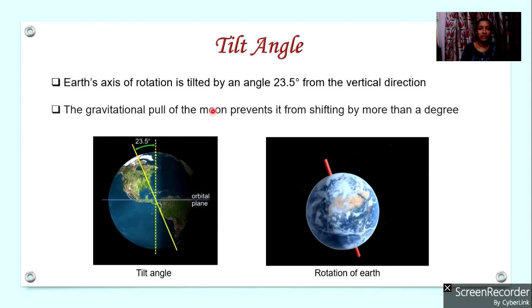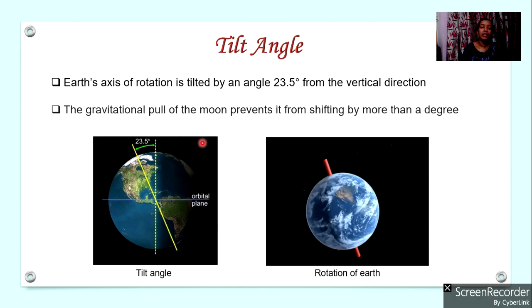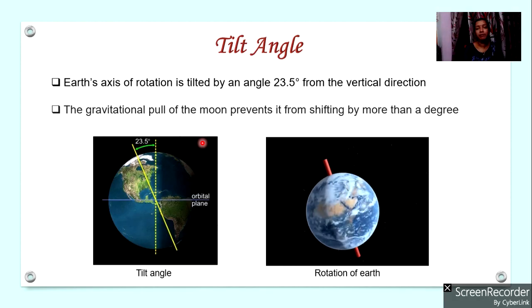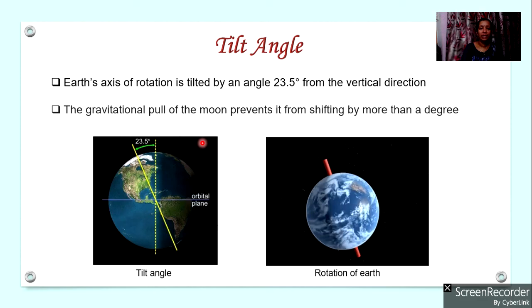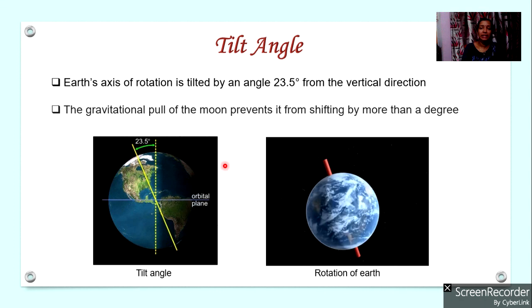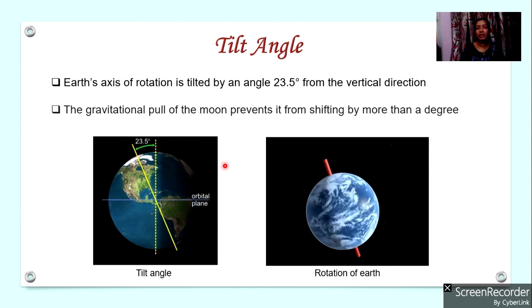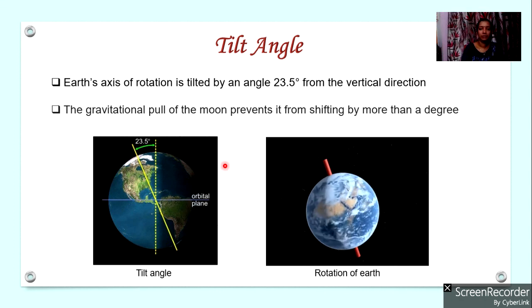And this tilt angle is the reason for seasonal variations on the Earth. Seasonal variations on the Earth are the result of the tilt of the Earth. If the Earth was not tilted, we would not get different seasons.